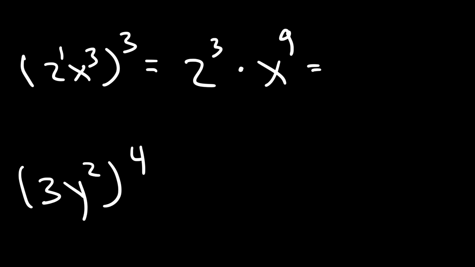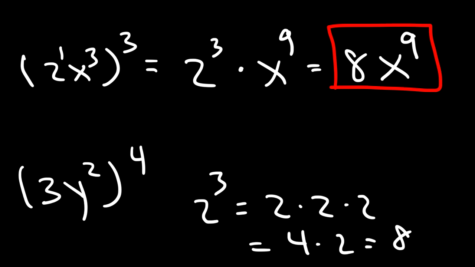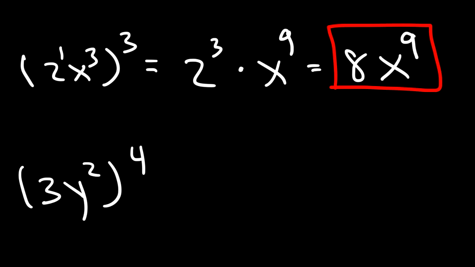Now what is 2 raised to the 3rd power? What is this equal to? 2 to the 3rd power is the multiplication of 3 2's. So it's 2 times 2 times 2. 2 times 2 is 4. 4 times 2 is 8. So our final answer here is 8 times x raised to the 9th power. Go ahead and try the other example.